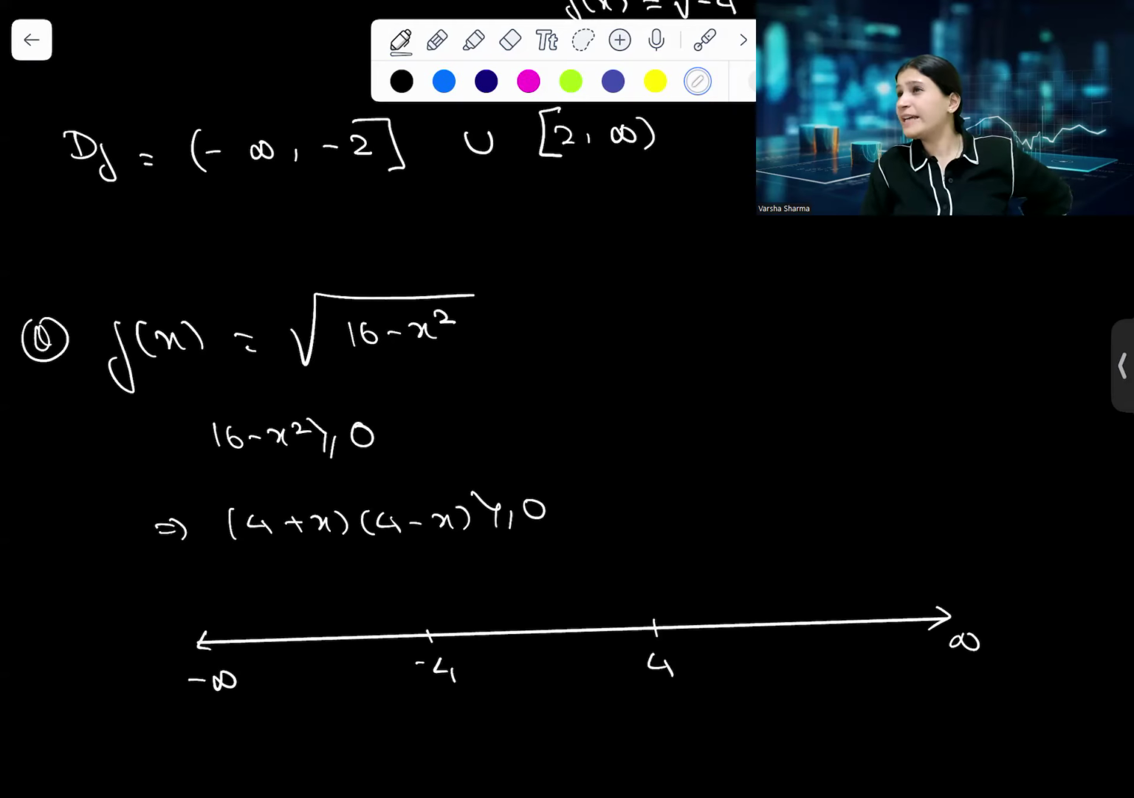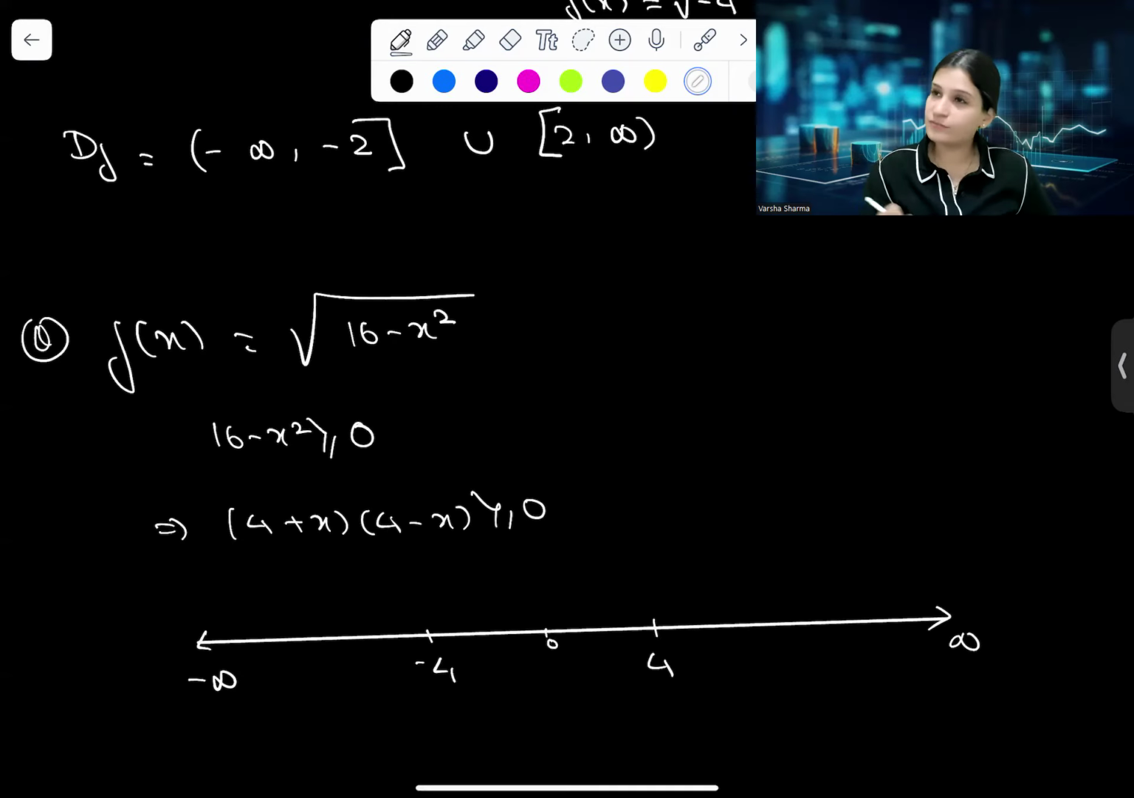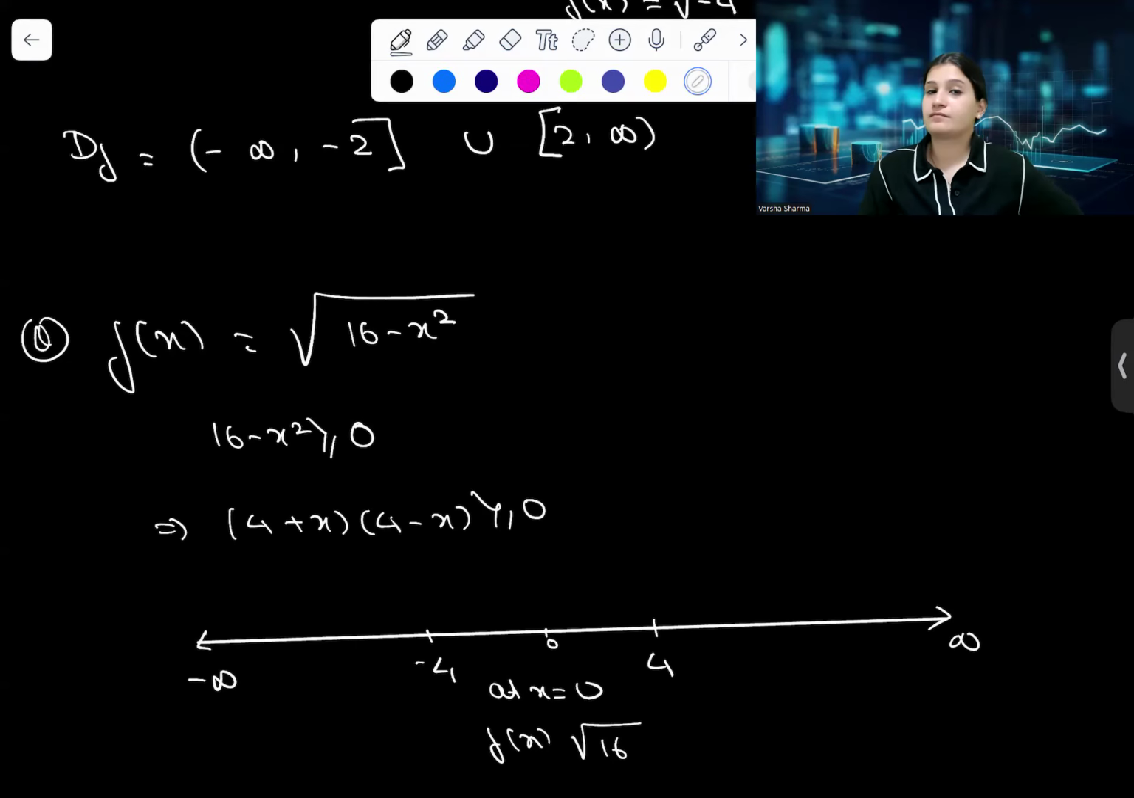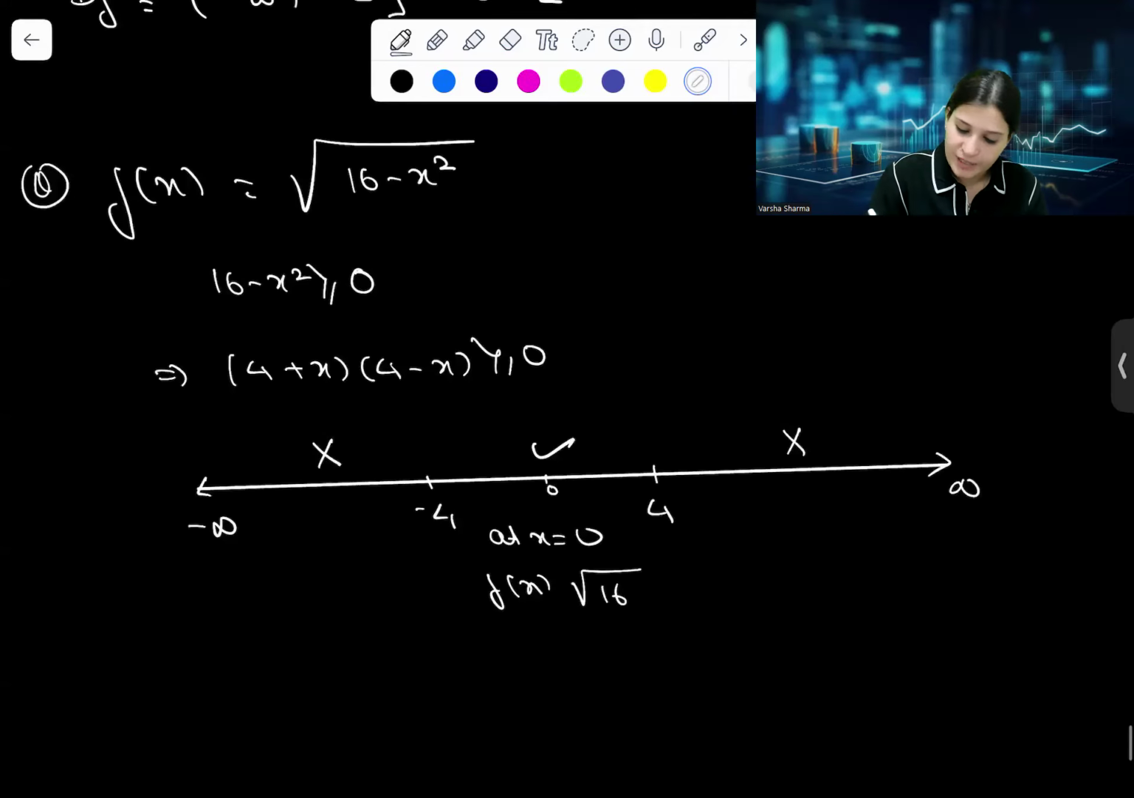Now, let's take a number. Let's take 0. Put it in the function: under root 16. Am I okay with it? Yes. If I would have taken a number smaller than minus 4, like minus 5, 16 minus 25, I would have got a negative number. So before, no; the middle, yes; after, no. It's always alternate. So here my domain will be minus 4 to plus 4.